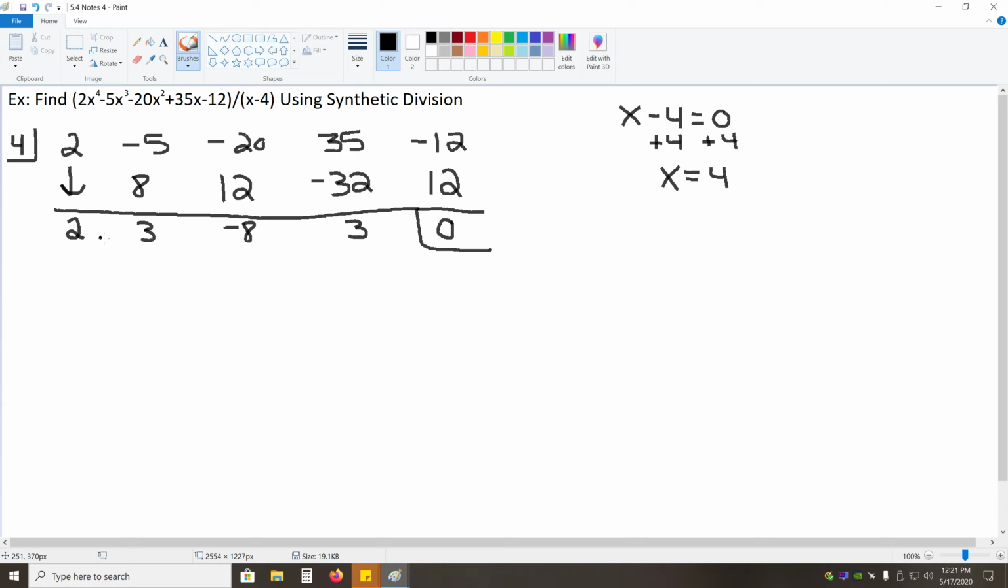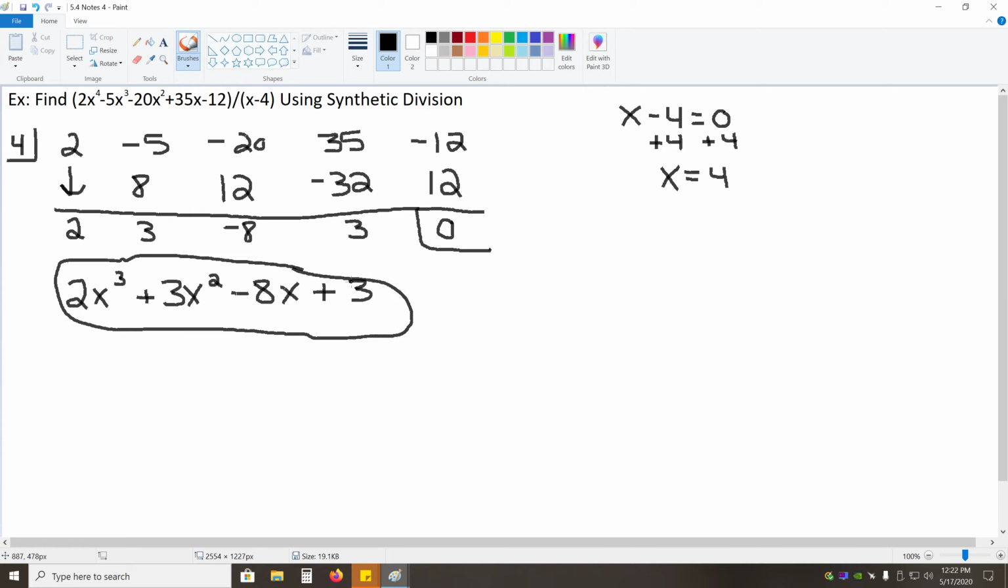So these represent the coefficients of our answer, and we always start with one less than the largest exponent we had. So x to the fourth means this is going to start with x cubed. So we have 2x cubed plus 3x squared minus 8x plus 3. This is the result of the original problem being divided by x minus 4.